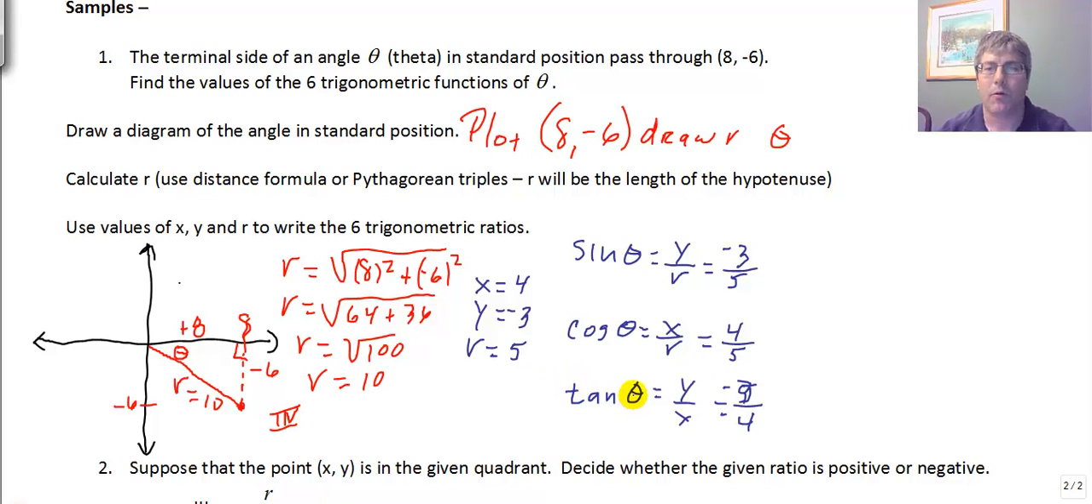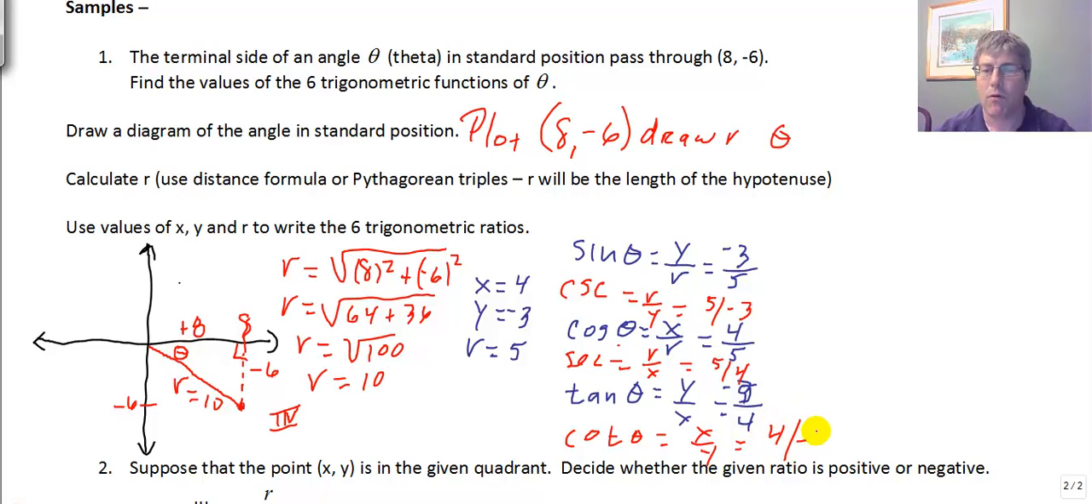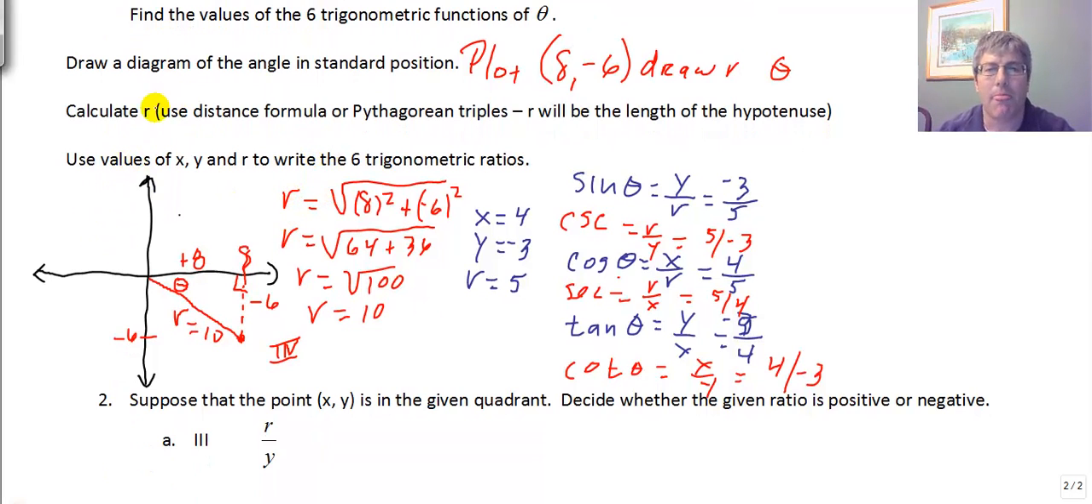And then you can do your reciprocal functions right away as well. So the cosecant, which is r over y, 5 over -3. The secant of theta is r over x, or 5 over 4. And our cotangent of theta is x over y, or 4 over -3. So it will be important to identify x, y, and r. You should do that for every problem like this.